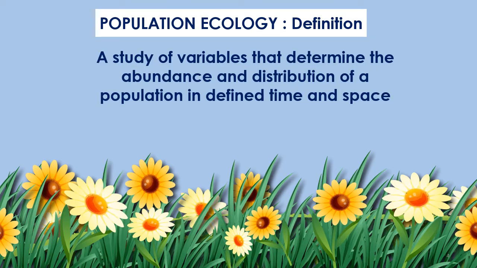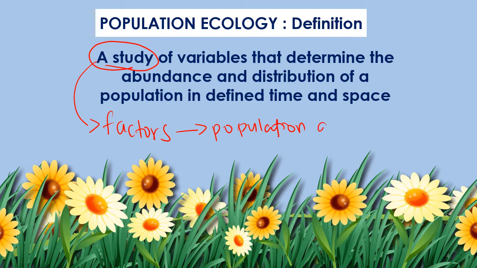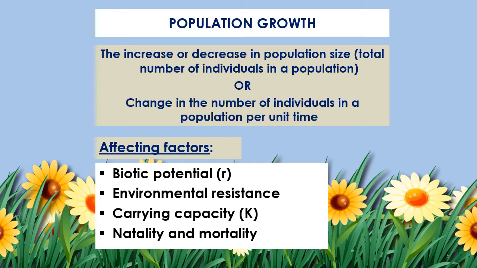So population ecology is basically a study. We are studying the factors that will affect the population growth at a given time. So there are four factors that will affect population growth. Those are biotic potential, environmental resistance, carrying capacity, and also natality and mortality. So now let's look at what it means by each of these factors.